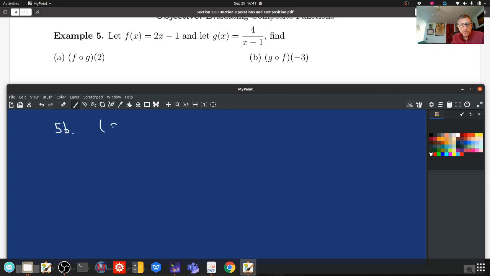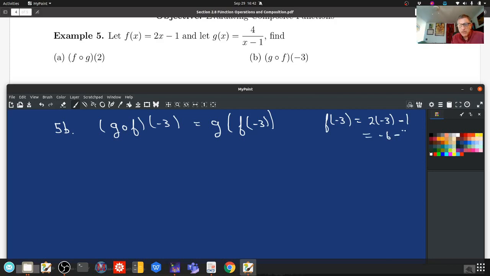So let's compute g composed of f at minus 3. You come over here, and this is just g evaluated at the value given by f of minus 3. So we have to find out what value f of minus 3 is. Well, f of minus 3 is 2 times minus 3 minus 1, which is minus 6 minus 1, which is equal to minus 7. So now I know that f of minus 3 is minus 7.